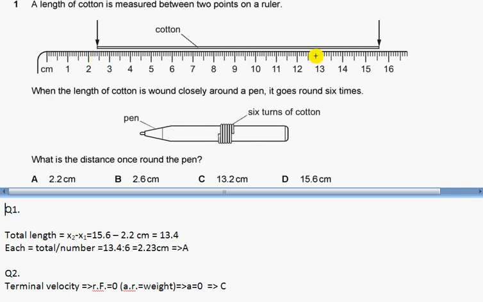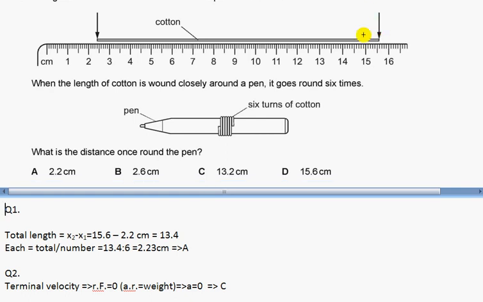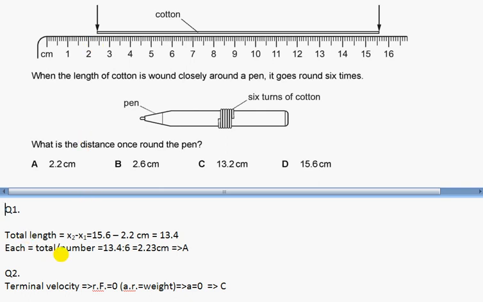So first we need the total length. The total length we'll find by subtraction. So this is 15.6. This is 12.4. So total length will be x2 minus x1, the difference between these two readings, 13.4 centimeters. This length is wound 6 times, so each time it is wound, it is total divided by number. So we divide total 13.4 by 6, we get 2.23. So 2.23, it is answer A.